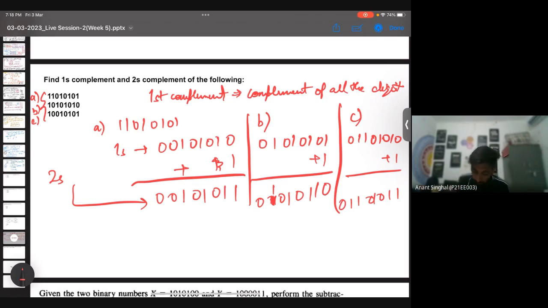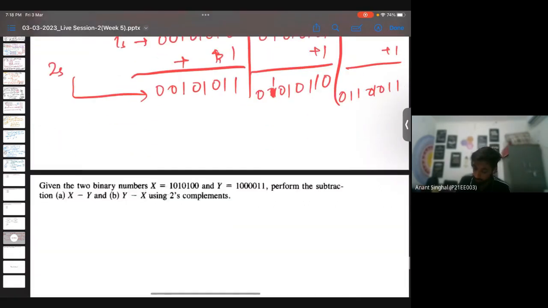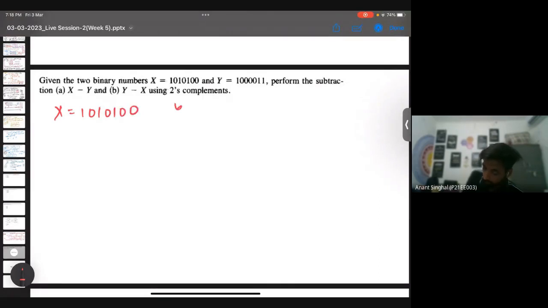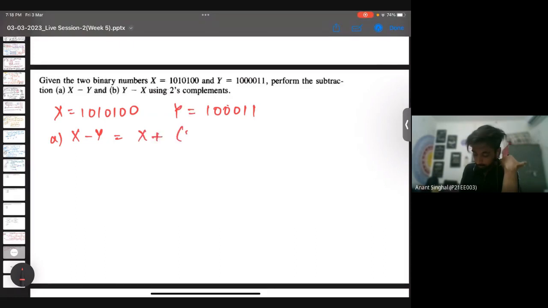Maybe I can tell you some methods to subtract numbers using two's complement first. Then we'll reach the problem we were discussing above. We are given two numbers: x is 1 0 1 0 1 0 0, and y is 1 0 0 0 1 1. The a part says that we need to get x minus y, which is nothing but x plus the 2's complement of y.